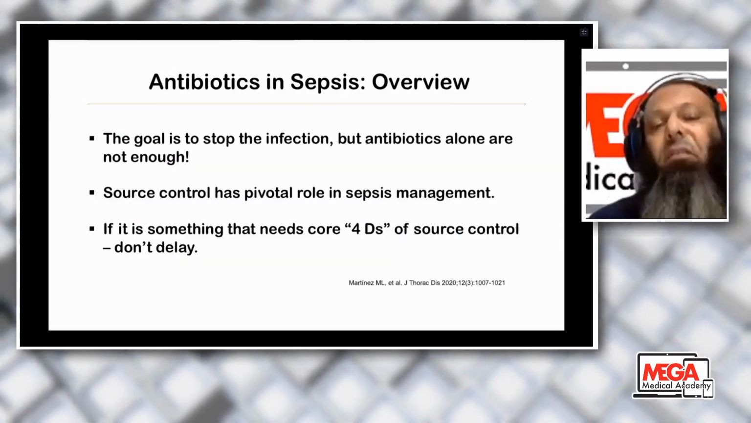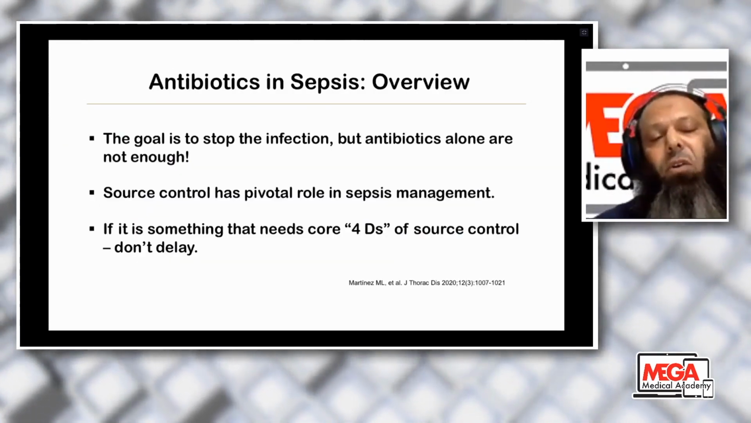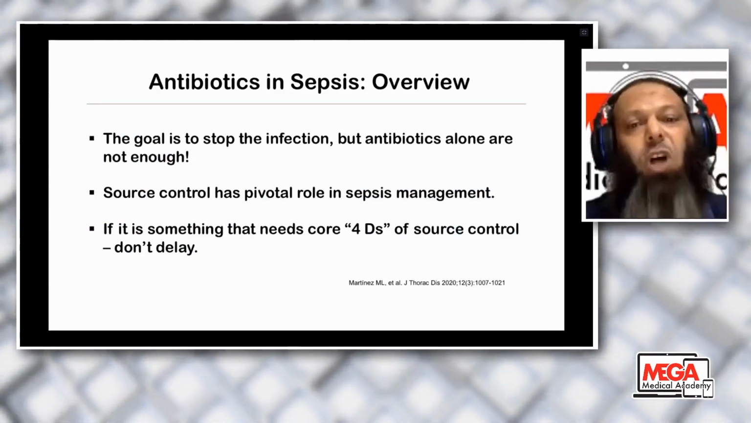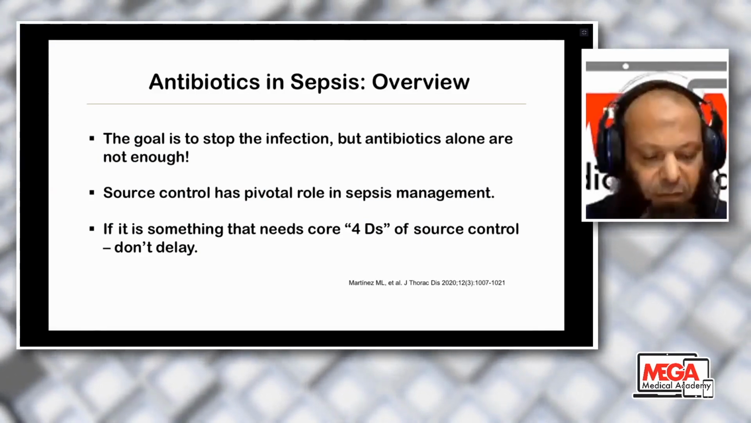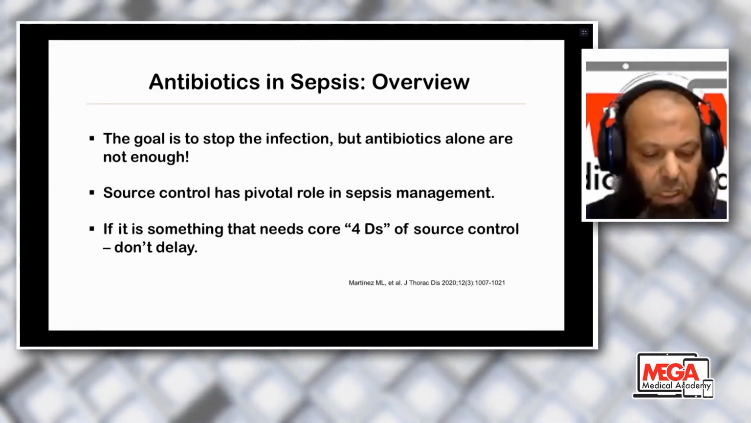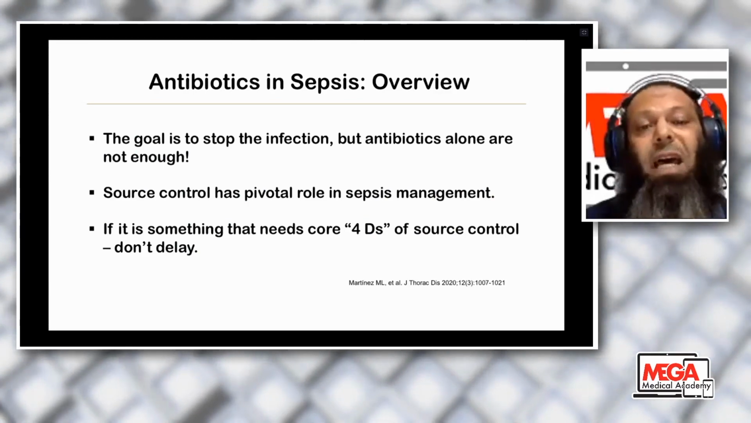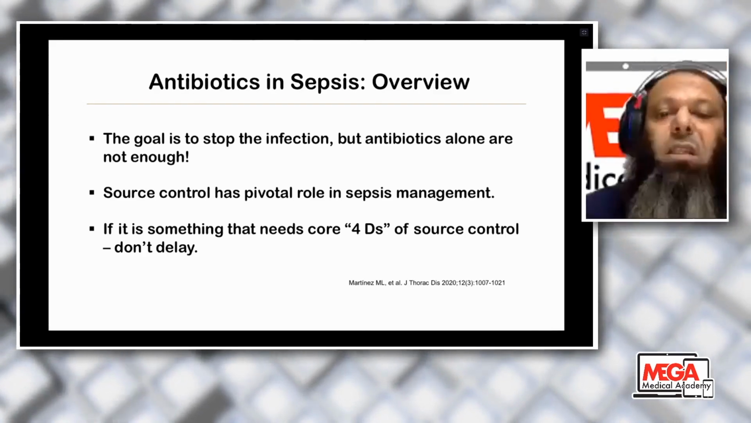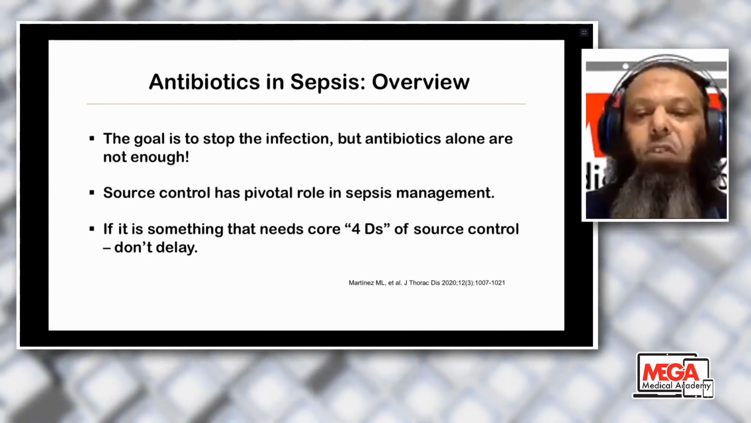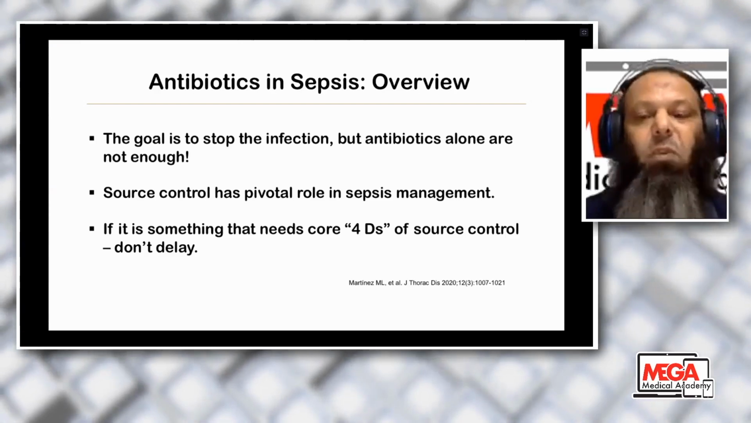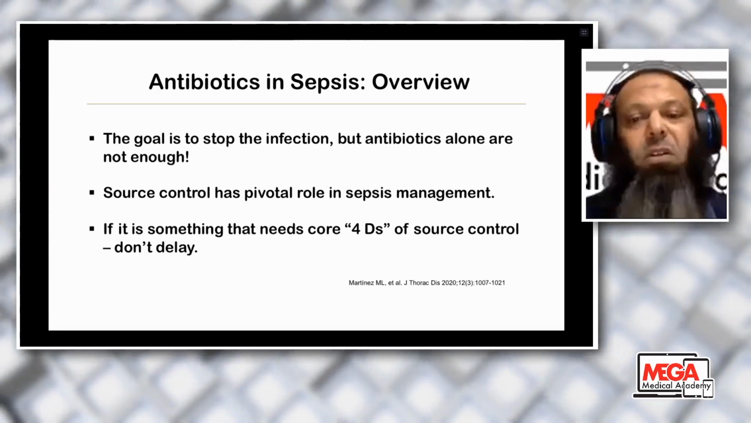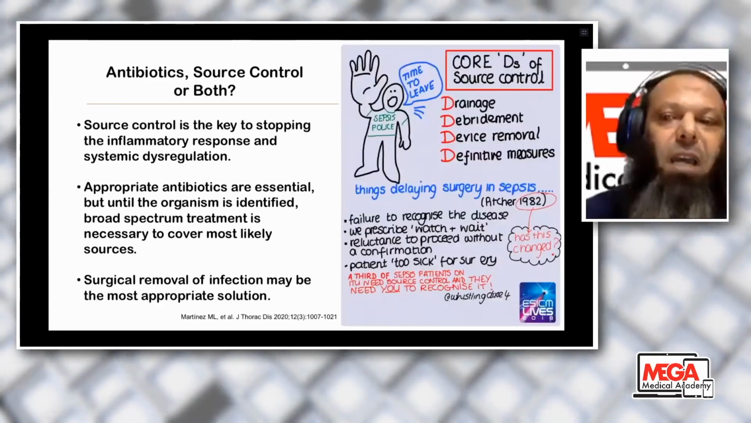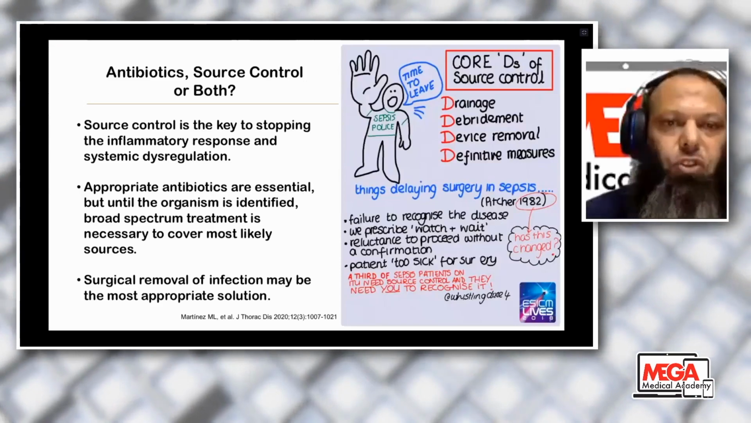The goal everywhere, in the ER, on the floor, or in the ICU, is to stop the infection, but antibiotics alone are not enough. Source control has a pivotal role in sepsis management. It is something that needs the core of the 4 Ds of source control, so please do not delay. I will not go quickly through this because my colleague, Professor Hussien Afifi, will address source control, and you will enjoy how he does it.